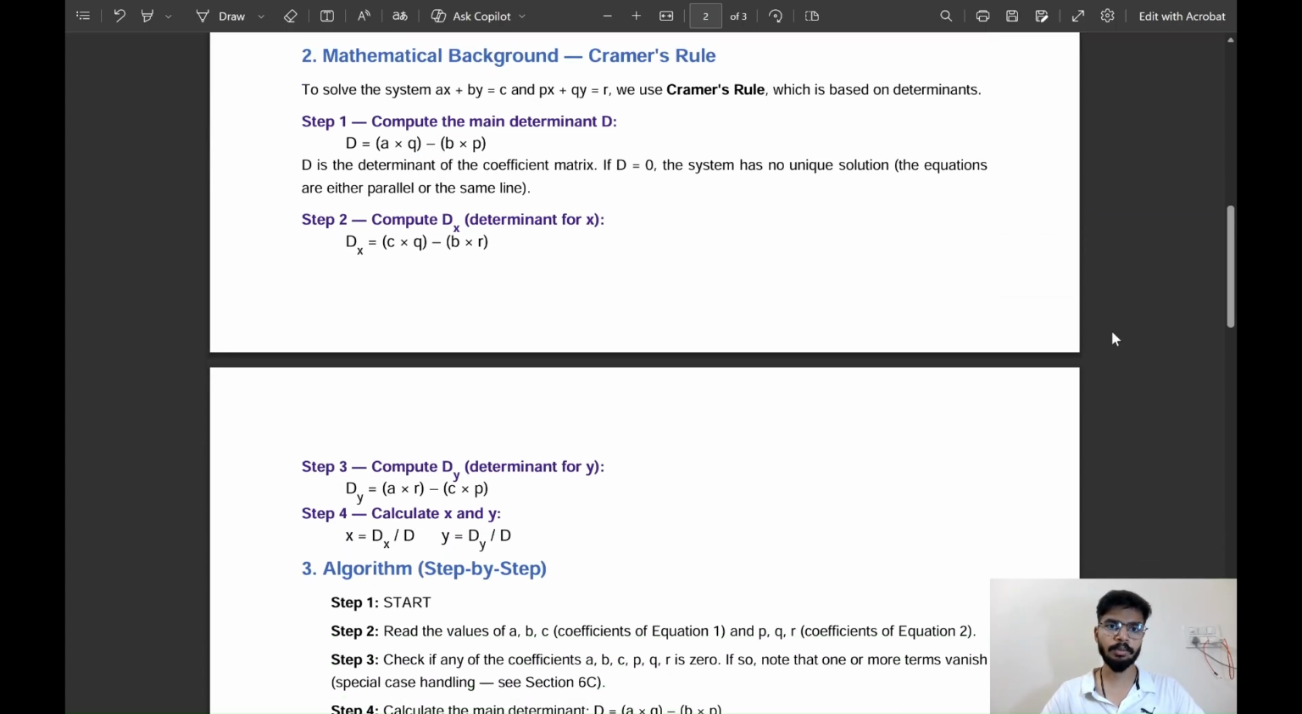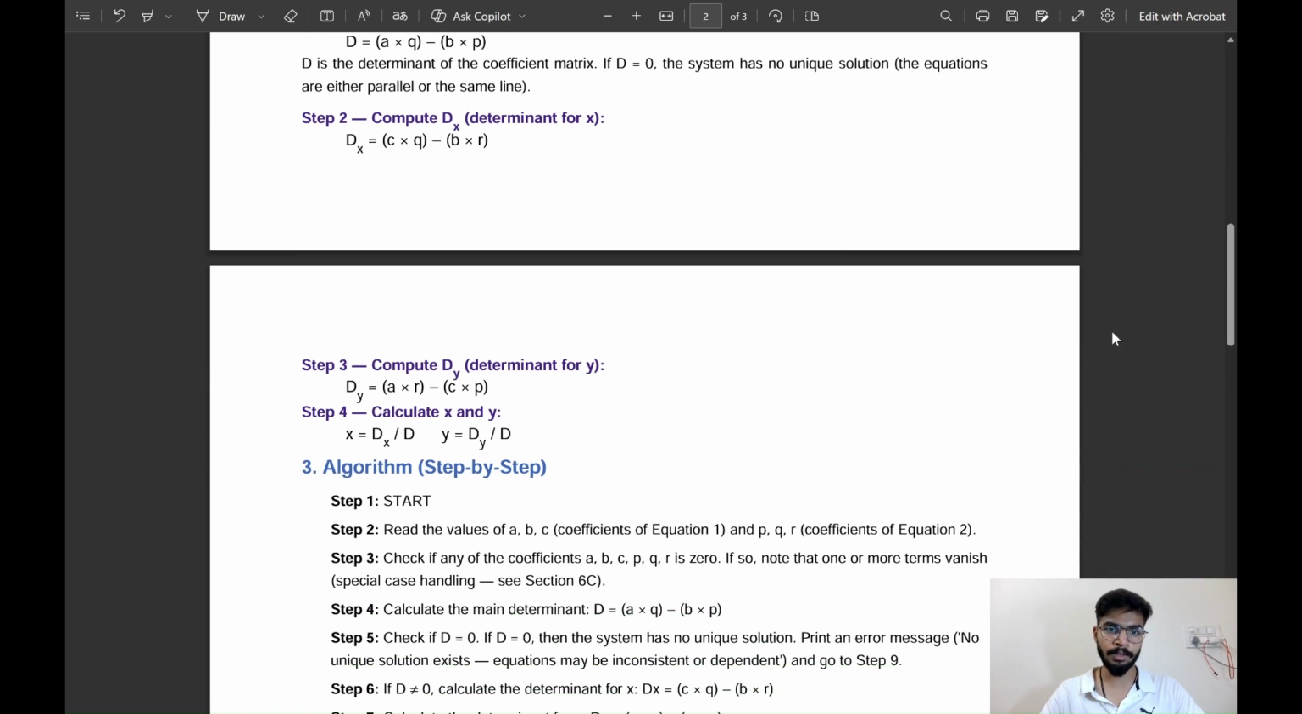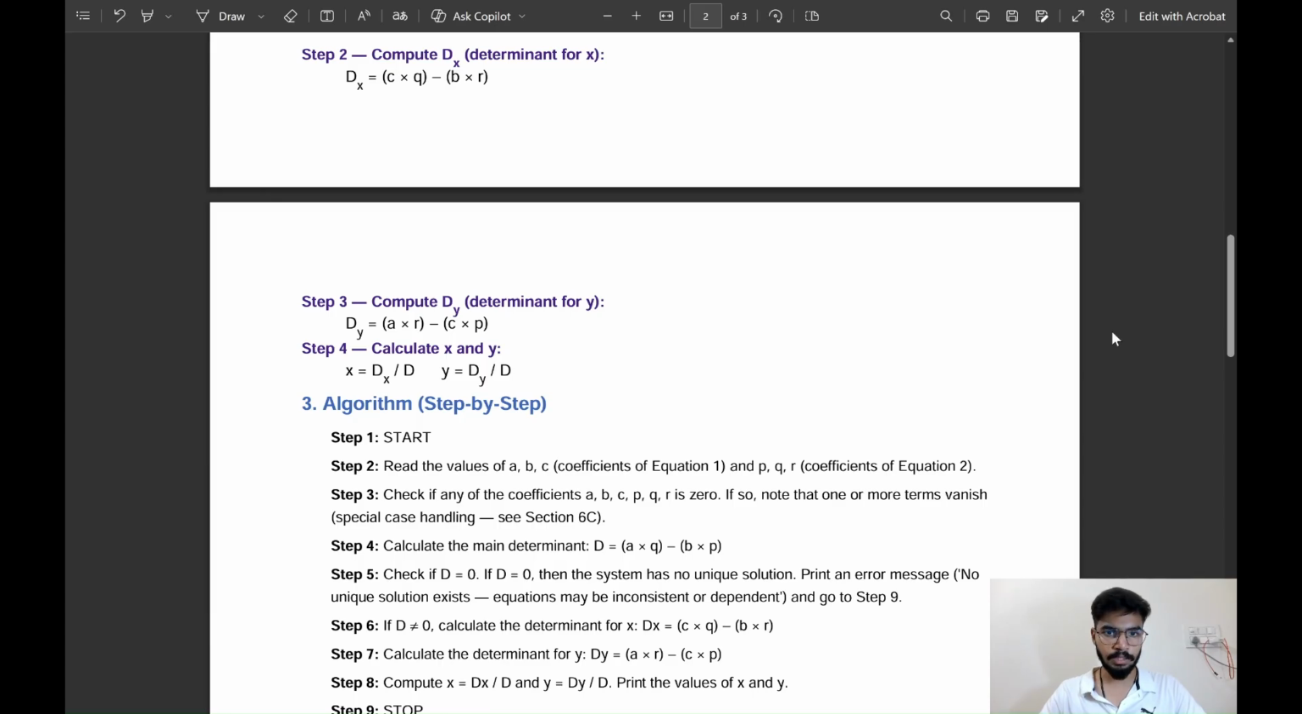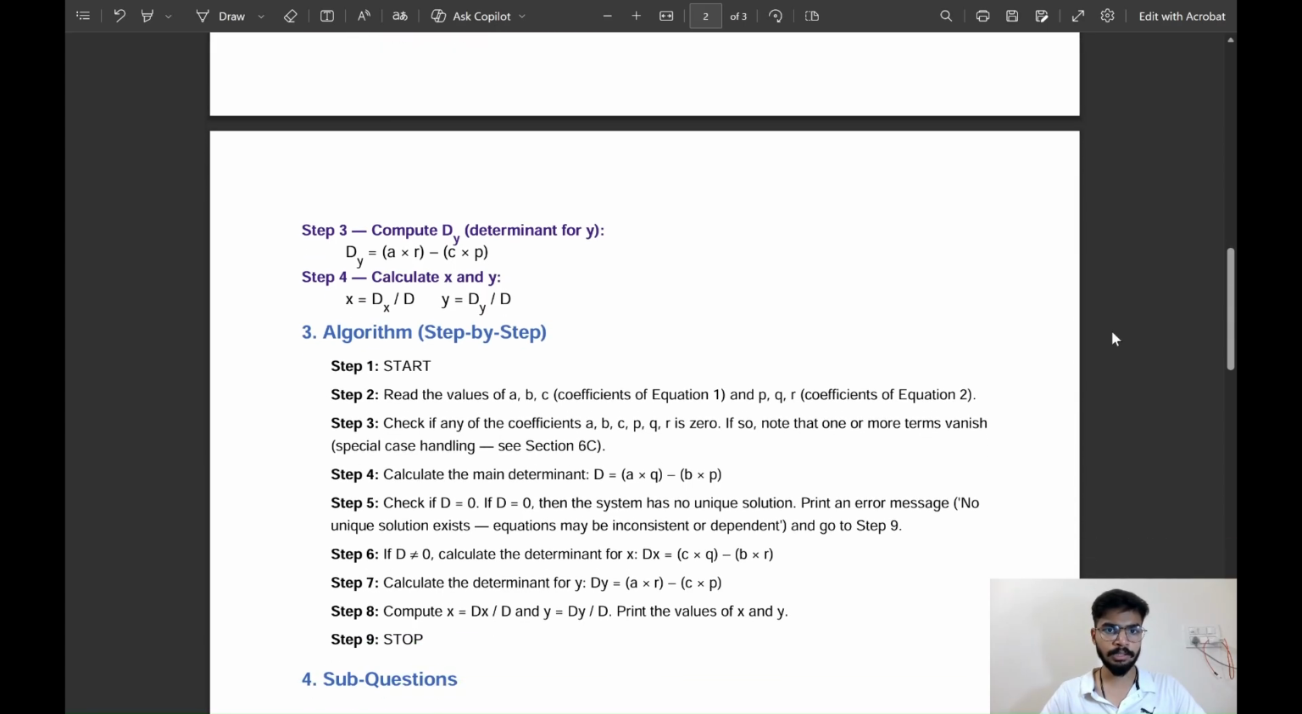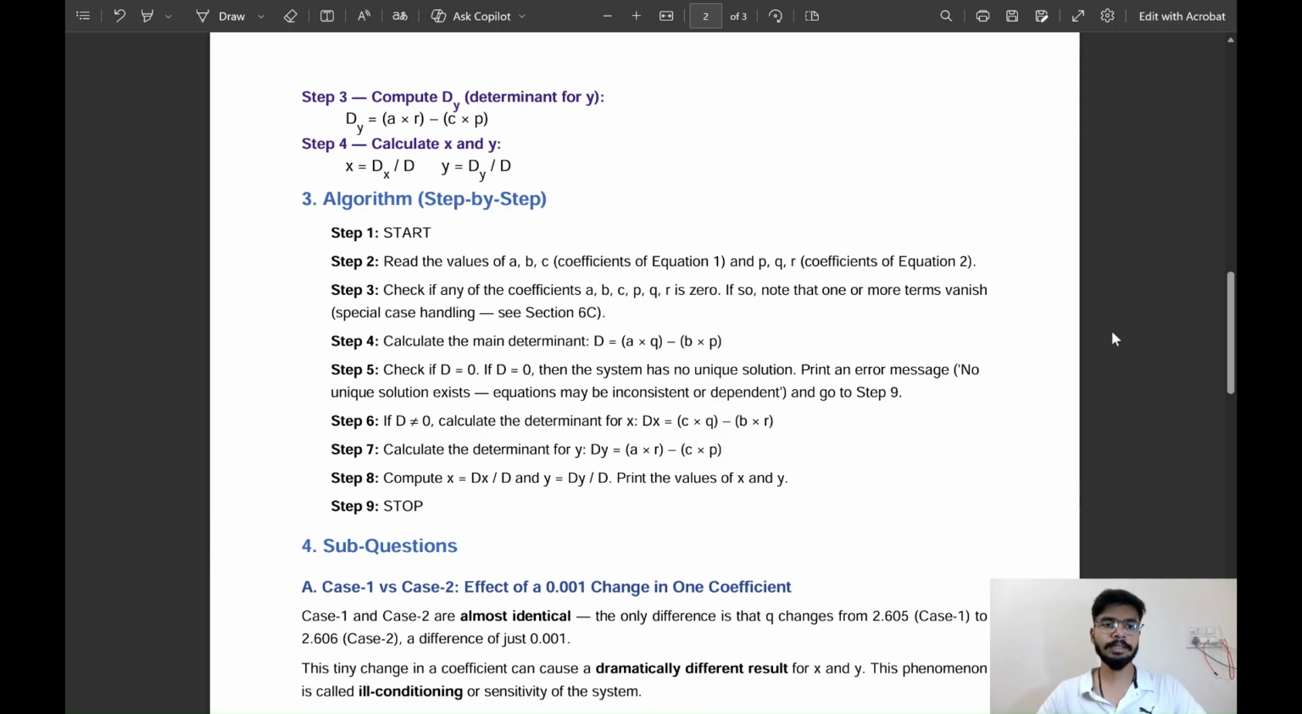Step 2, we will compute our Dx, and Dx is equal to c into q minus b into r. In step 3, we will compute our Dy, which is a into r minus c into p. And in step 4, we will calculate our x and y. Now we will see our algorithm here.